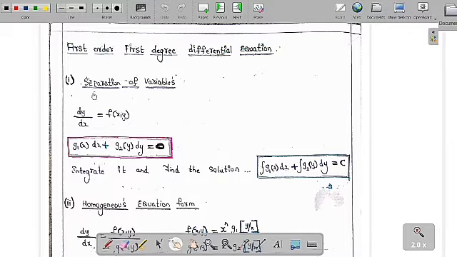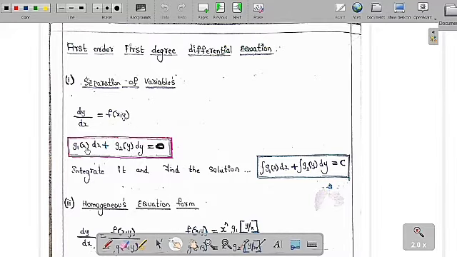You can see clearly here dy by dx is equal to f of x comma y. For this differential equation the order is 1 and the degree is equal to 1. For this equation I want to do the separation of variables. Then if you do this simplification, finally you are going to get g1 of x into dx plus g2 of y into dy is equal to 0, meaning x terms are with dx and y terms are with dy.